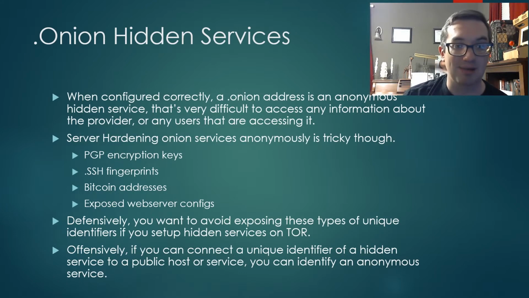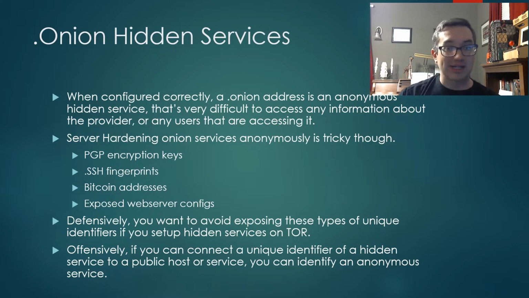So defensively, you want to avoid exposing these types of unique identifiers if you set up hidden services on Tor, because you don't want to be identified. But offensively, if you're part of, say, an open source investigation or OSINT investigation, if you could connect a unique identifier of a hidden service to a public host or service, like through Shodan, you can identify an anonymous service. Now, not quite beyond a shadow of a doubt, but you can get a certain road path that will actually lead you to hopefully identifying an anonymous service like that.